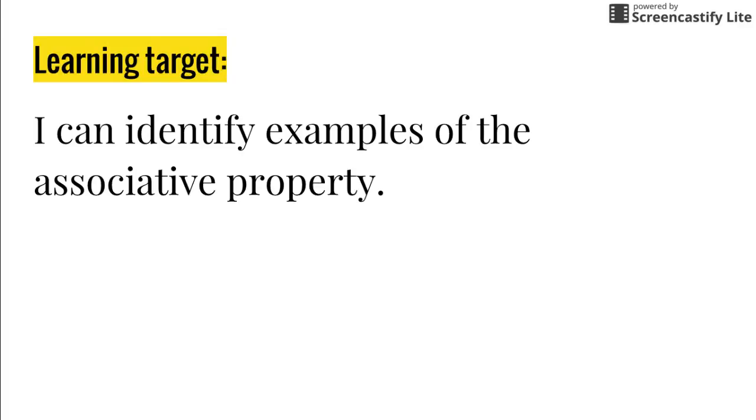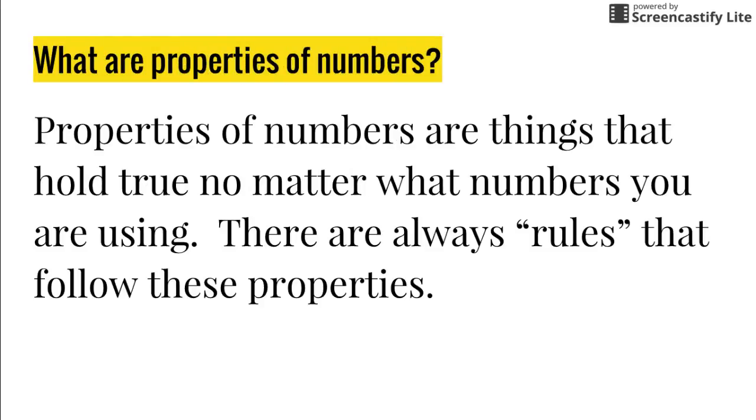And we're not going to talk about the success criteria yet because we're going to go through some examples and figure it out from what we notice. So what are properties of numbers? We talk about different properties. We talk about the associative property and the commutative property and the identity property. So what are those things?